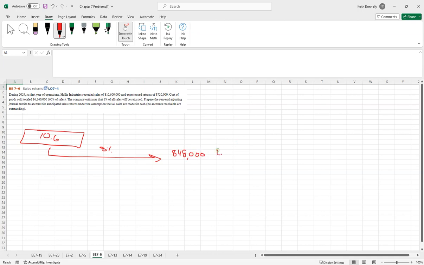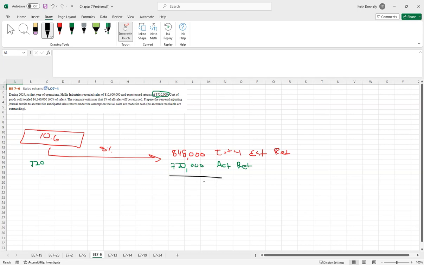of total estimated returns. Then the facts tell us that during the year there were 720,000 of actual returns. We made some sales during the year, but in that window maybe people came in a day later and returned it, so we have to back out 720 here of actual returns during year one.